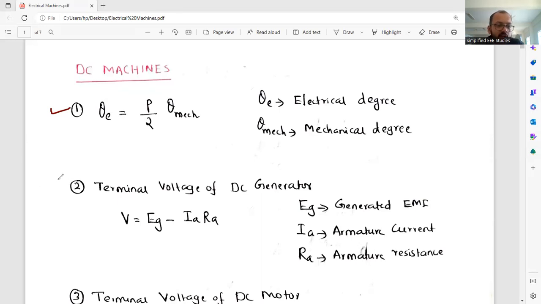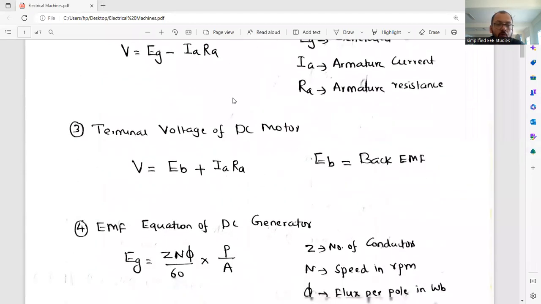Next is the terminal voltage of a DC generator. Terminal voltage can be written as the generated EMF minus the armature voltage drop, IA into RA. V is equal to EG minus IA into RA. This is very important. You can note down what EG means: generated EMF. IA RA means armature voltage drop, RA means armature resistance, IA means armature current. So let me discuss the remaining equations. Kindly note down these important equations.